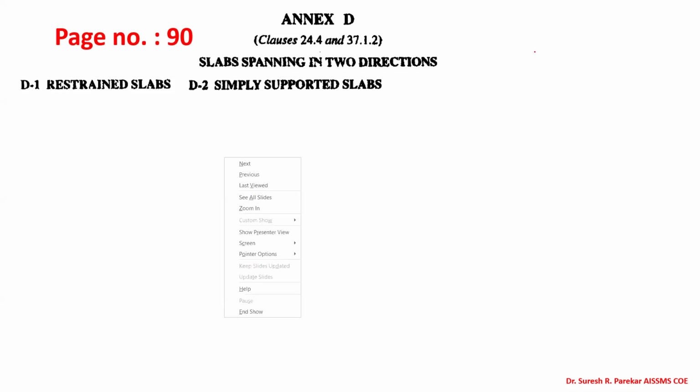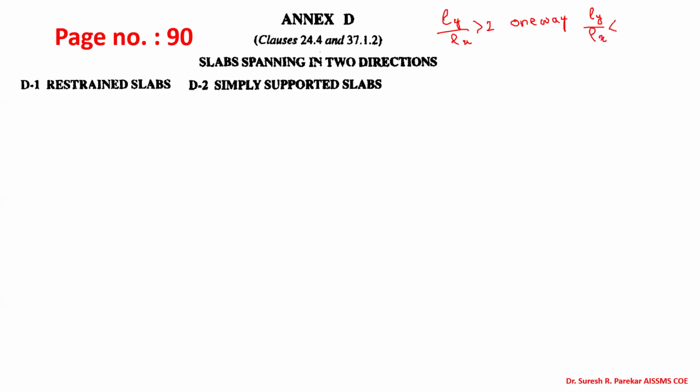Now we have page 90. Now I'm switching to two-way slabs. So we have two types of slab in two-way. One is restrained slab and another is simply supported slab. So we have already seen when we will say two-way slab. If Ly by Lx is greater than 2, then we have one-way slab. And when Ly by Lx is less than 2, then we have two-way slab.